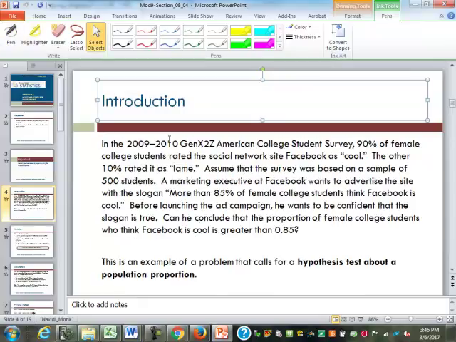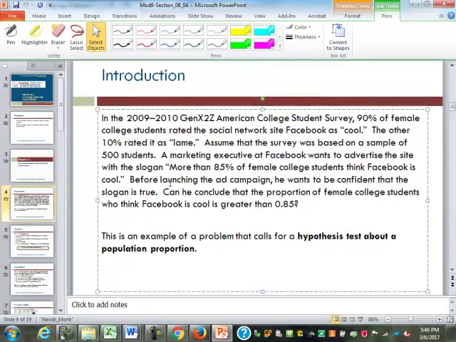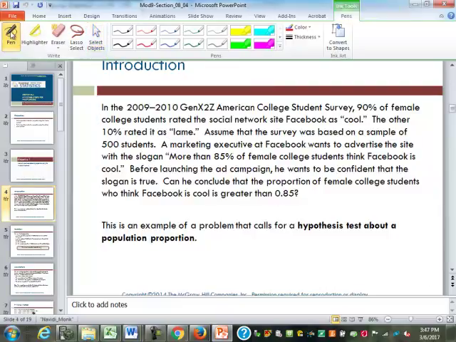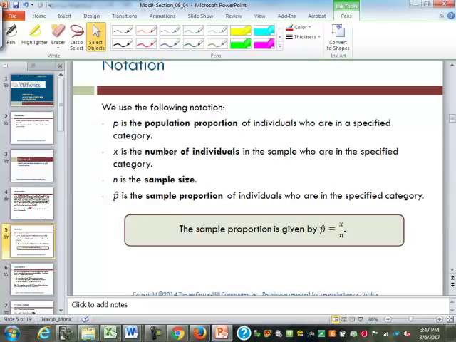Assume that the survey was based on a sample of 500 students. A marketing executive at Facebook wants to advertise the slogan, more than 85% of female college students think Facebook is cool. What they're saying is, this sample of 500 students where 90% rated it as cool, is that large enough that they can really say that at least 85% think it's cool? The null hypothesis is going to be a tough one here. The null hypothesis is going to be less than or equal to 85%, and they want to be able to say more than 85.